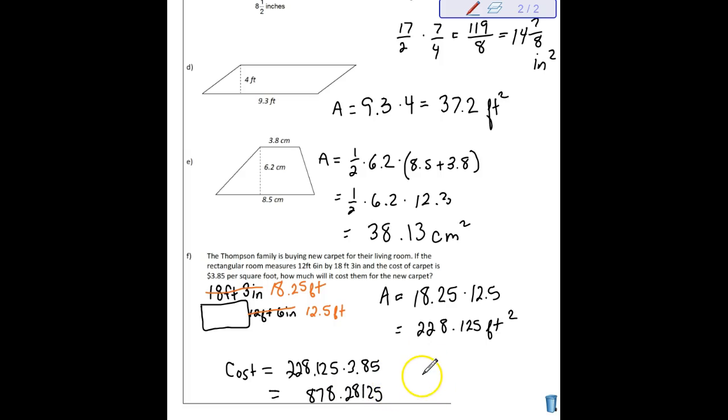We're dealing with money here, so the cost is, I have to round that to 2 decimal places. I get $878.28. Okay, 2 decimal places.